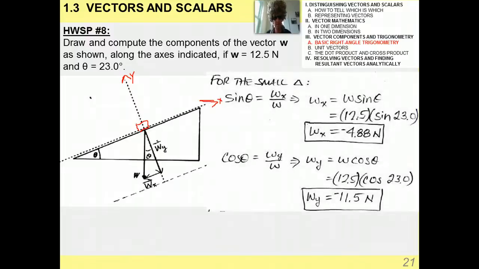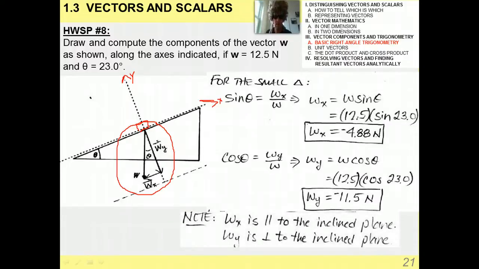It's very, very important. Now, for the small triangle here, it becomes really easy to figure out what Wx and Wy are if you believe that theta is 23 degrees in there. So go ahead and check my work. I'm saying that Wx equals W sine theta and Wy equals W cosine theta. I solve them like this. Proper sig figs, are we good? 3, yes, we're good to go.